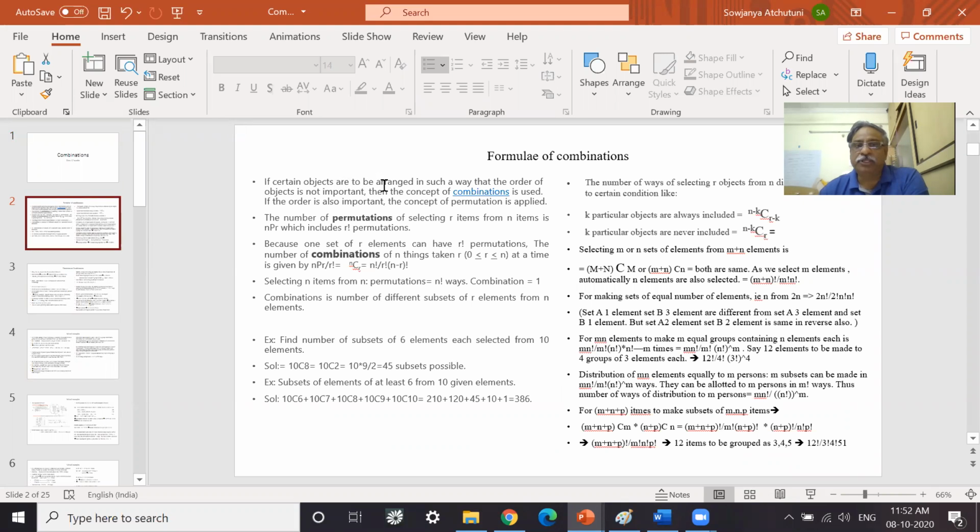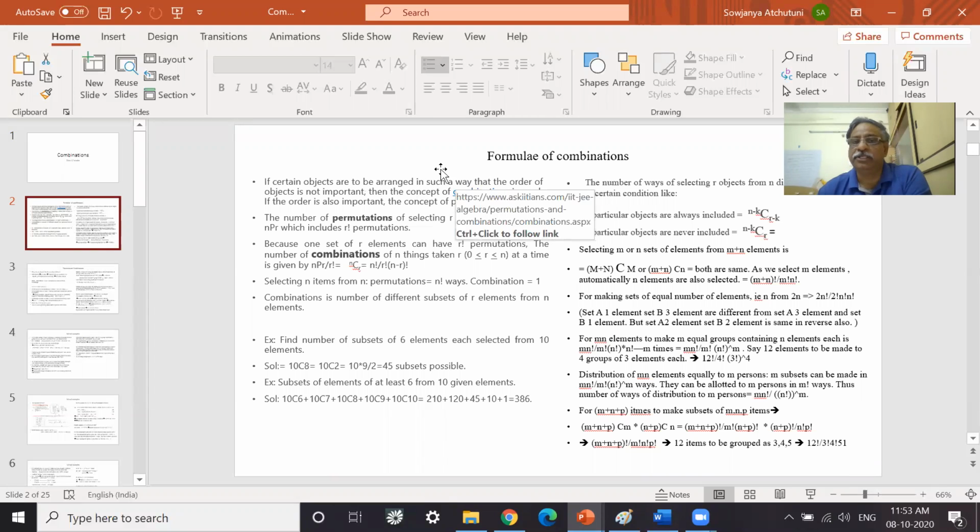If certain objects are to be arranged from a set of objects, if the order is not important, then the concept is combination. If the order is important, then the concept is permutation. What do you mean by order is not important? That means this is a set of items. Suppose in a set we have 1, 2, 3 elements. You put it as 2, 3, 1, or 3, 1, 2, or 3, 2, 1, all are the same.